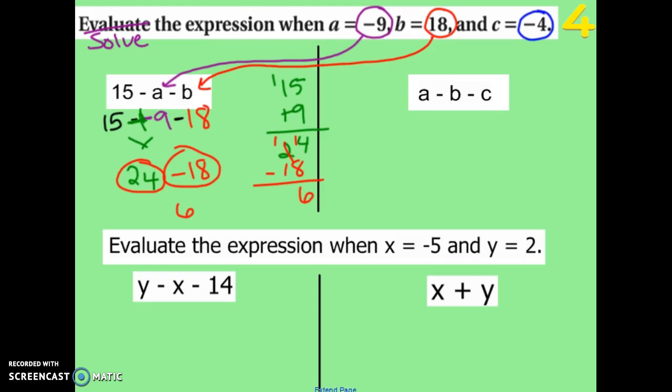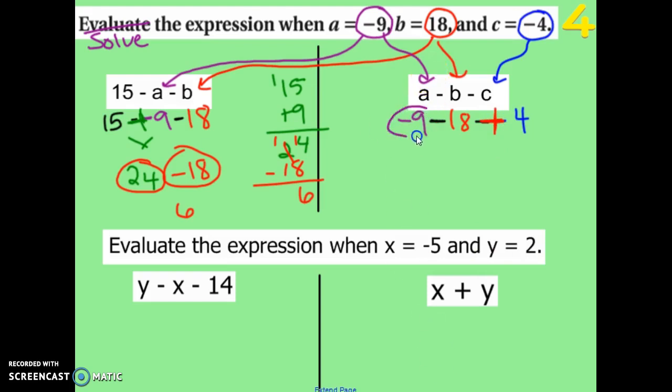Let's try this next one, same thing. A, plug it in, it's -9. Then there's a minus from the equation. Then B is really 18. Another minus from the equation. And C. This is where you've got to be careful. C is also a negative. So we know two negatives here are going to make a positive.